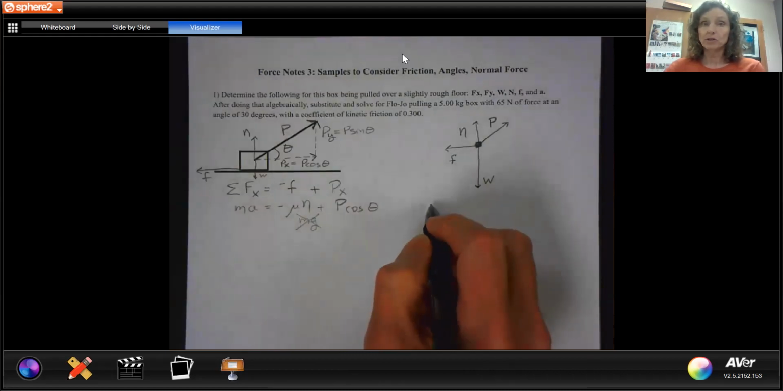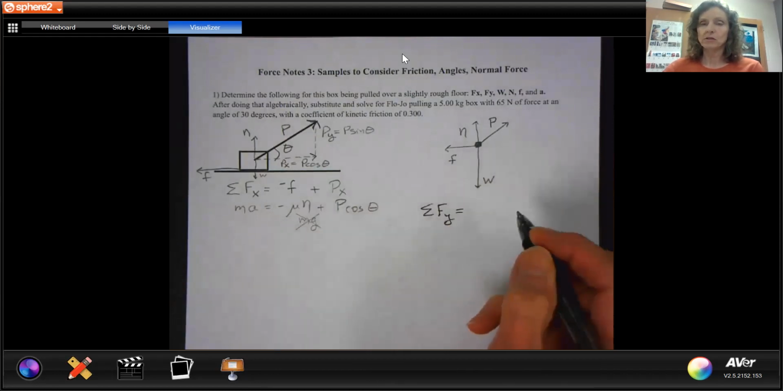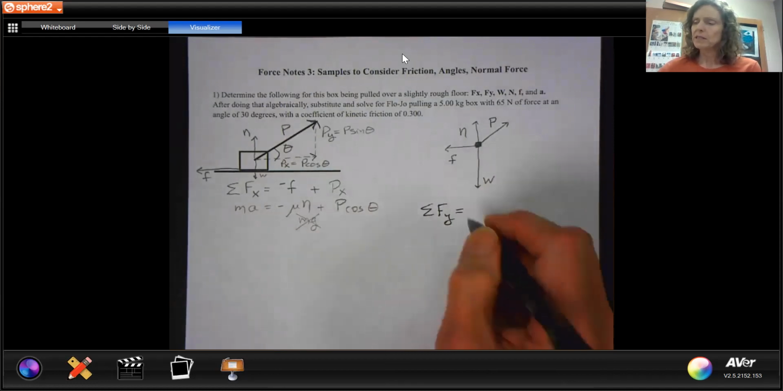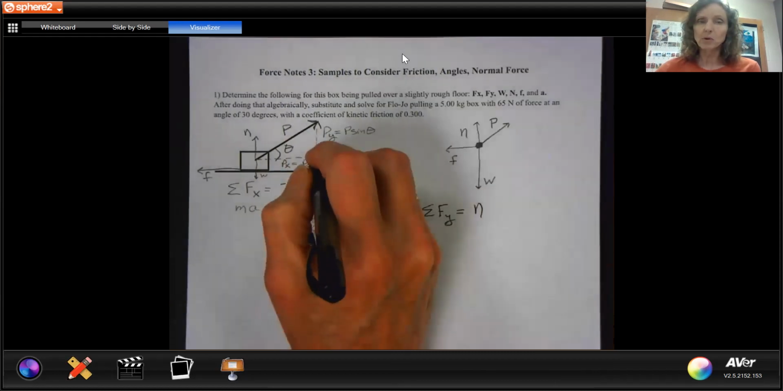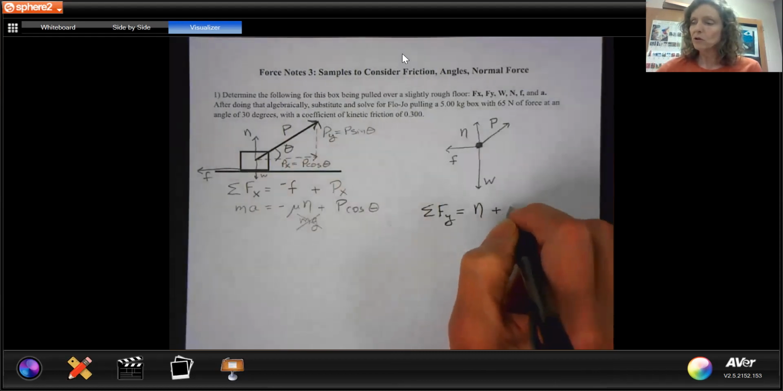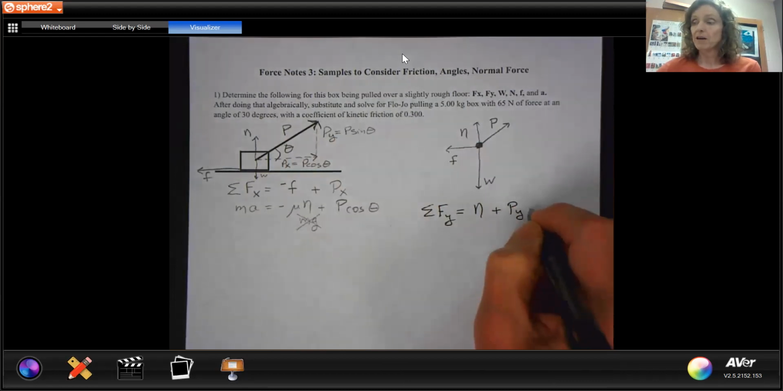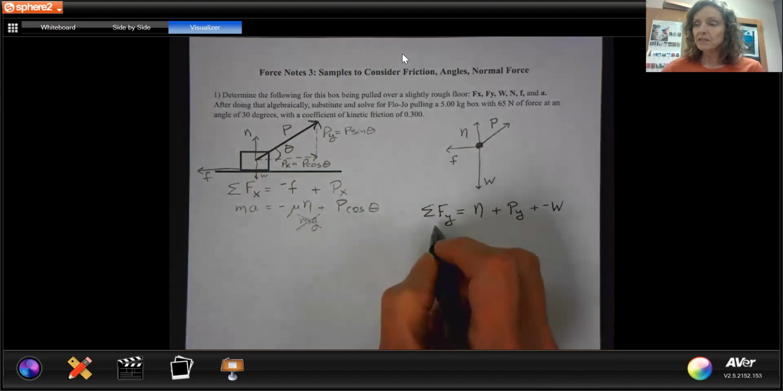Let's try summing all the forces in the y direction. I'm just going to come over here for a minute. The sum of all the forces in the y direction equals, or if you prefer, mass times acceleration in the y direction. Well, let's see, I have the normal up, and oh yeah, there's this component of the pull that is upward. So I have the normal up and I have py up. What else do I have? I have weight down. Do you realize that this means the normal force is not equal and opposite to the weight?